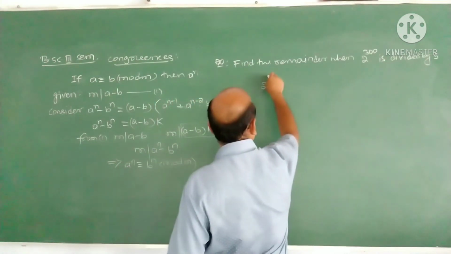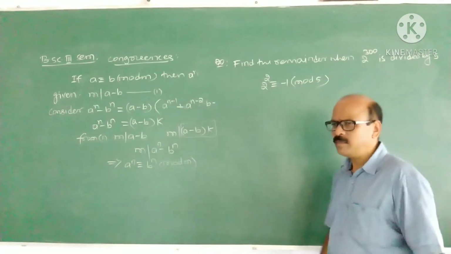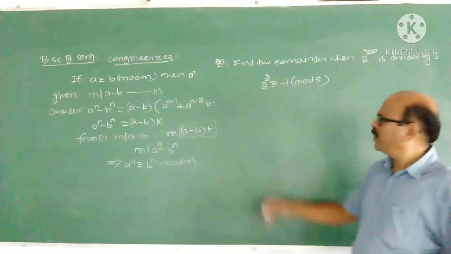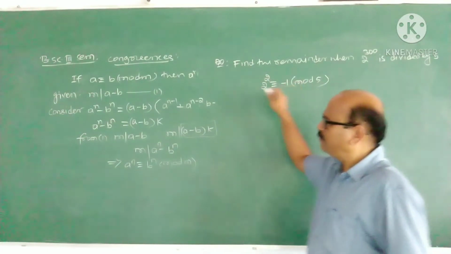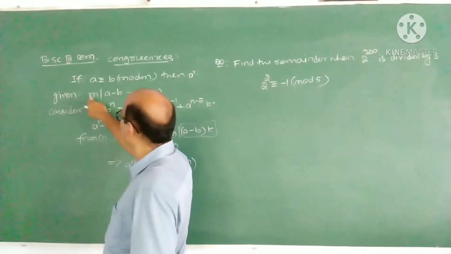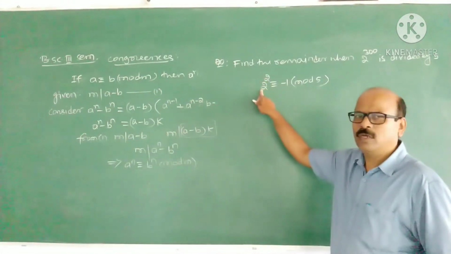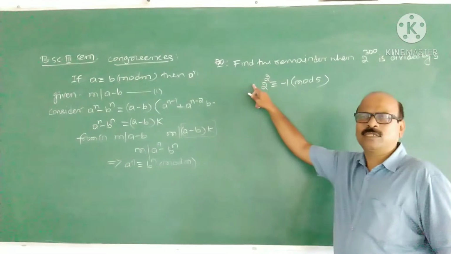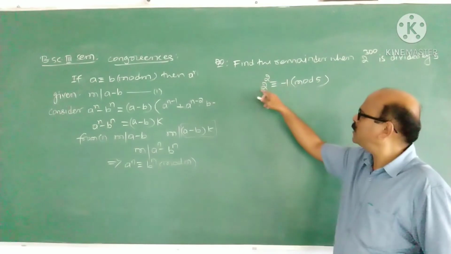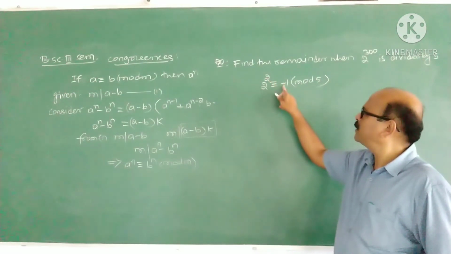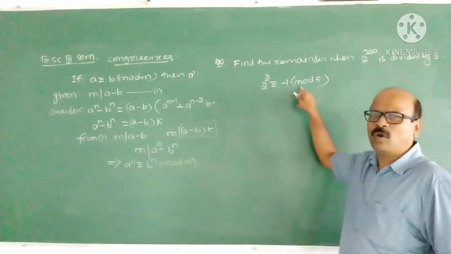First we consider small power. 2 square we consider. It is minus 1 mod 5. All of you understood this one. 2 square is congruent to minus 1 mod 5. Because what is the definition? a is congruent to b mod m if and only if m divides a minus b. Now what is 2 square? 4. 4 minus of minus 1 is 4 plus 1, and 5 divides 5. Therefore 5 divides 2 raised to 2 minus of minus 1, or 2 square is congruent to minus 1 mod 5.